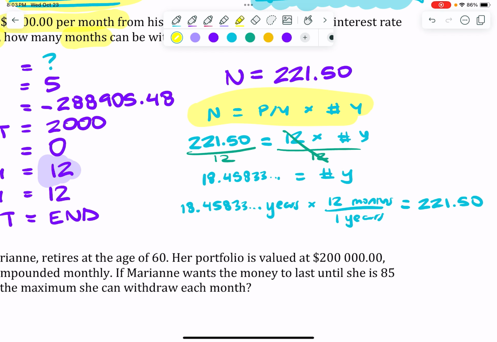But I might notice when my PY is monthly, my number of payments are going to be the same as the number of months. If PY was daily, my number of payments would be the same as the number of days. If PY was yearly, my number of payments would be the same as the number of years. So I might get there.